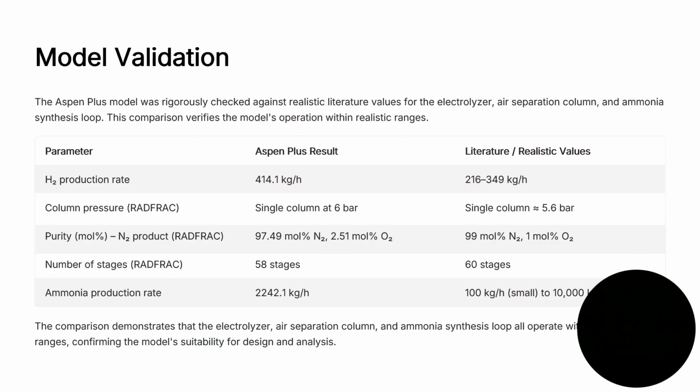We used the H2 production rate, column pressure, RadFrac for the air separation, and purity for N2 and O2 in the air separator. We also compared the number of stages and the ammonia production rate. Basically, our results satisfy the realistic values that we found.